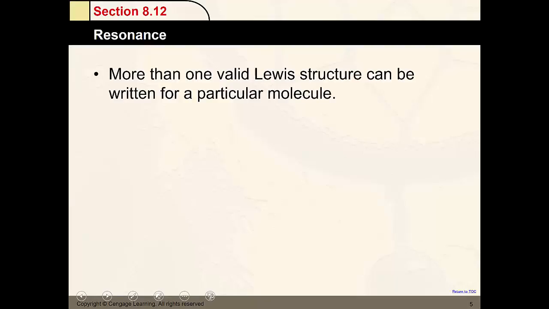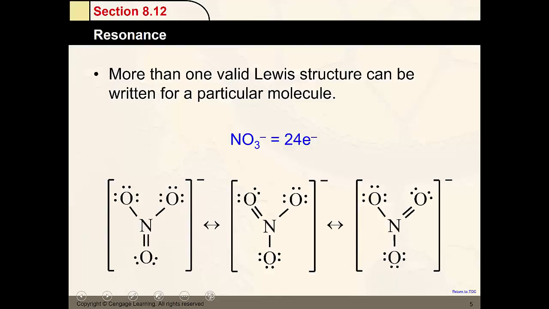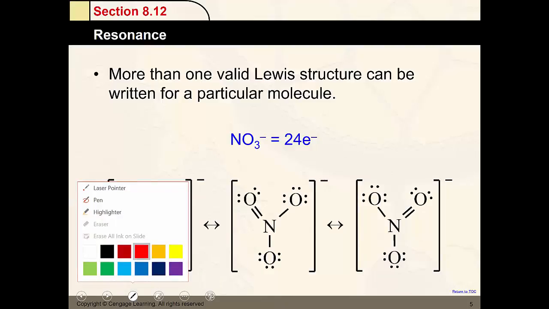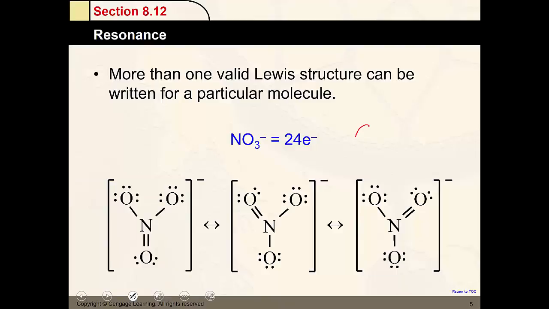And we are back. All right, today we're going to talk about resonance, where you can have more than one correct Lewis structure for a molecule. So an example of that is NO3-, or another one that we've dealt with in the past, which has the same number of valence electrons, is CO3 2-.